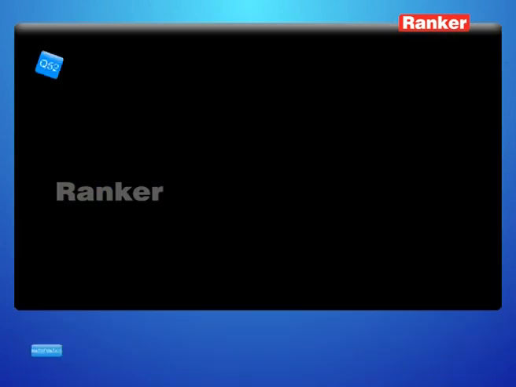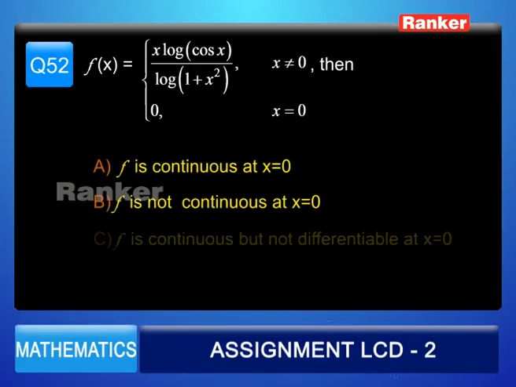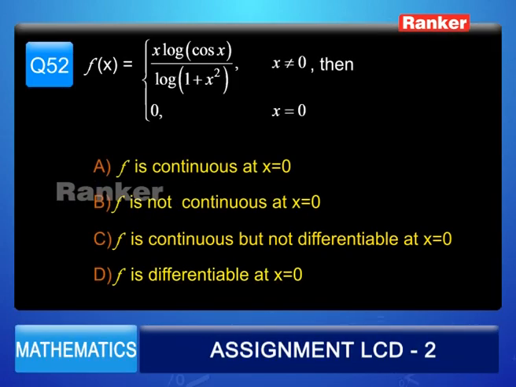Next question, f of x is equal to x log cos x divided by log of 1 plus x square, x not equal to 0, and 0 when x is equal to 0. Then option A, f is continuous at x equal to 0. Option B, f is discontinuous at x equal to 0. Option C, f is continuous but not differentiable at x equal to 0. Option D, f is differentiable at x equal to 0.